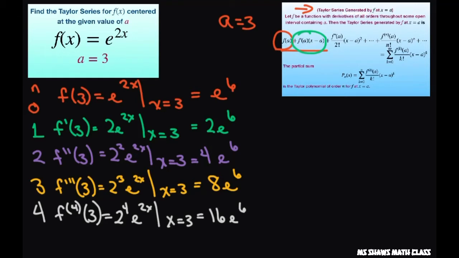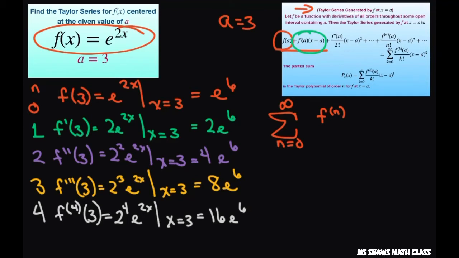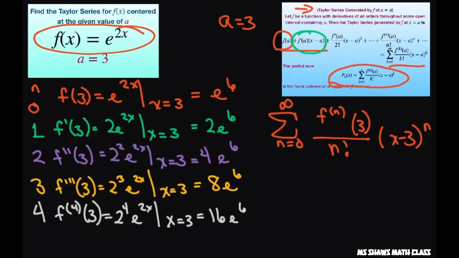Now, for our formula here, we have the sum n equals 0 to infinity of the nth derivative at 3 divided by n factorial times x minus 3 to the power of n. So that's what this is. All right, now that we have that, let's expand this and see what we actually have.